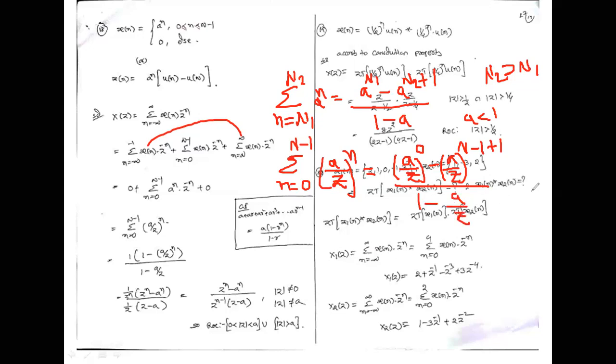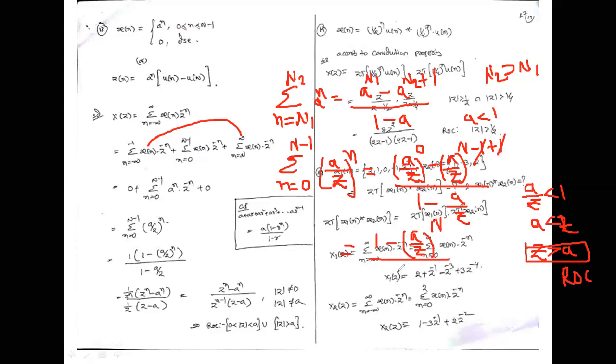According to this condition, what is the a here? a by z is less than 1. So a is less than z, and z is greater than a. The ROC is z is greater than a. Now simplify this function. Anything power 0 is 1, minus (a by z) whole power capital N. Minus 1 plus 1 gets cancelled here. So (a by z) whole power capital N by 1 minus a by z.